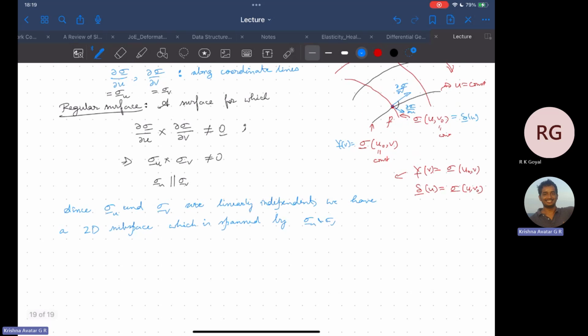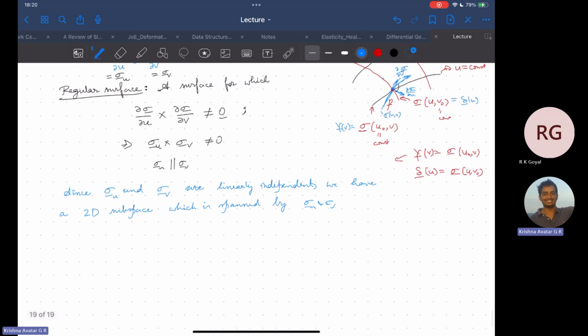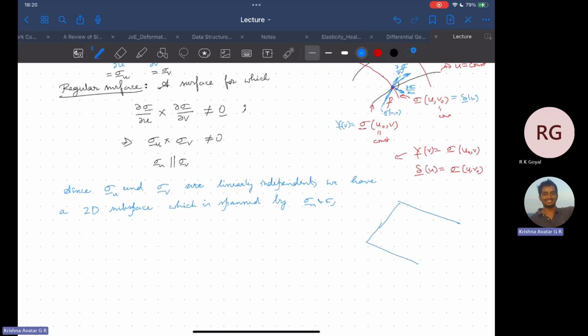So we have this sigma u and sigma v. If we choose any other curve for which sigma is a function of u comma v, then its tangent will also lie in this plane. These two linearly independent vectors define some sort of a plane with origin at the point P vector itself. So this is sigma v and this is sigma u, and all the other points define something called a tangent plane.